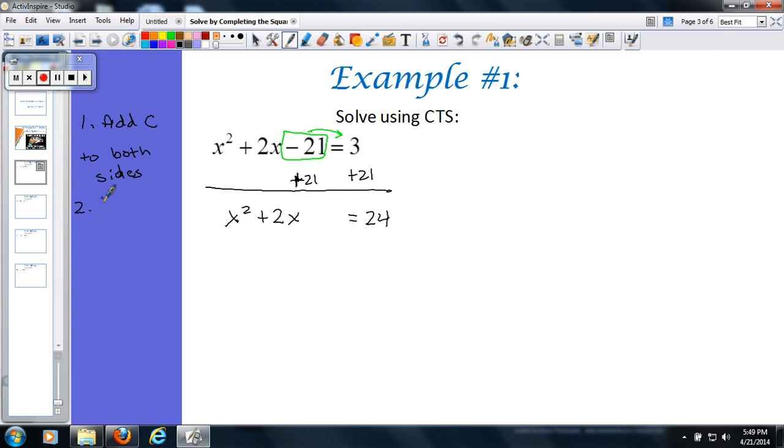The next one, I want to divide everything by a. Well, in this case a is 1, so I'm going to divide everything by 1, which you guys all should know isn't going to change anything. So I don't have to necessarily do this step if a is 1. The next thing I'm going to do is add b over 2 squared to both sides.